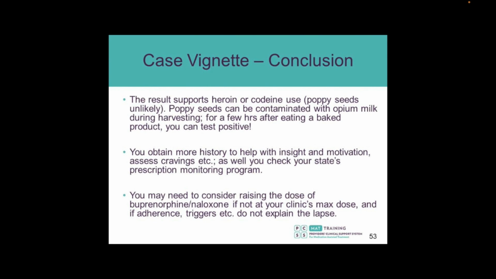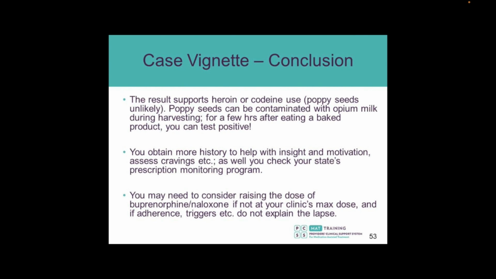You obtain more history to help with the insight, motivation, and assess cravings. And you also check your state prescription monitoring program. What's that? In each state, there's a prescription monitoring program, which allows you each time you prescribe a controlled substance to make sure that your patient is not accessing other sources of scripts, such as you could access the PMP and have found that actually he had gotten a script of Percocet from somebody else, which would then give you fodder for a therapeutic discussion.